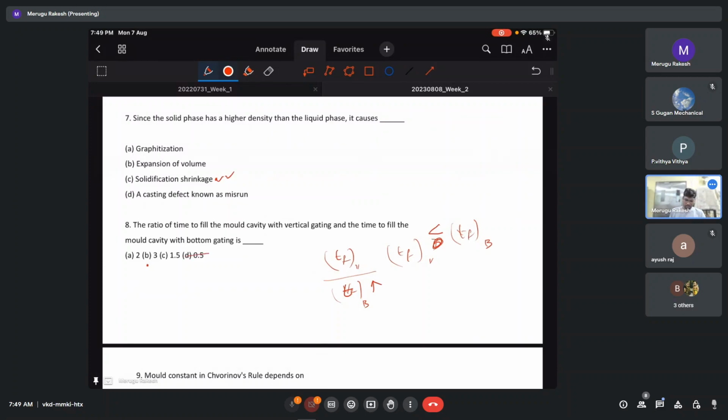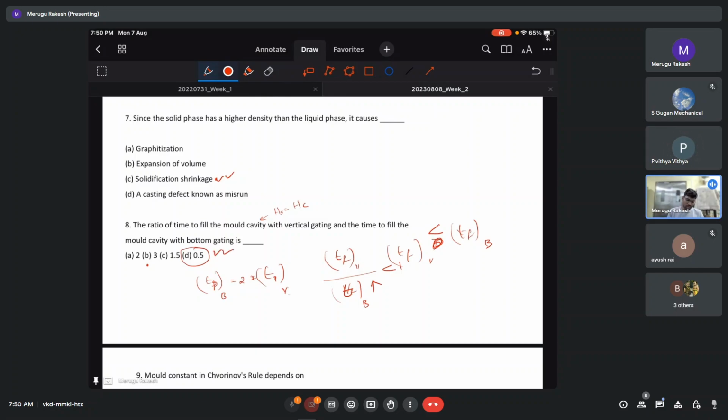It's not 0.5. Then, if you remember, this is not the correct way to answer. They have to say that the height of the sprue is the same as the height of the casting. If you remember the derivation, the time for pouring for the bottom gate is 2 times the time for the vertical system. Sorry, I think I made a mistake. Here, if the bottom time is greater, this ratio will be less than 1, right? Always. So in that way, you can conclude D is the correct option.